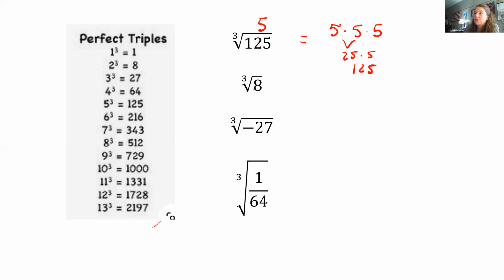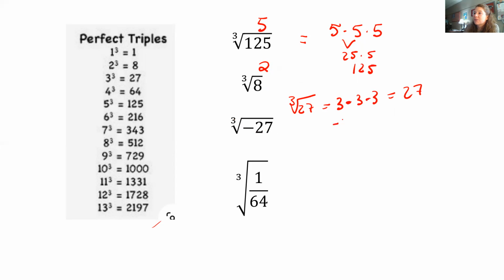What about the cube root of 8? Well, the answer is 2. 2 times 2 times 2 is 8. Now here we have a cube root and inside we have a negative number. Well, I agree that the cube root of positive 27 is 3 because 3 times 3 times 3 is 27, right? Well, let's see if we can get a negative 27.